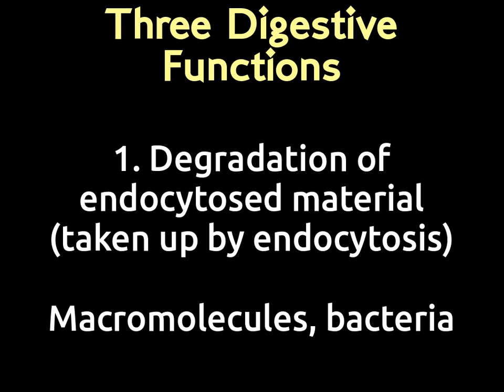So really there are three main digestive functions that lysosomes have. And the first is the degradation of endocytosed material. So when the cell endocytoses certain things, it wants to degrade them. This could be because it's a waste and it needs to get rid of it, but also because we have a macromolecule that we want to turn to simpler things. So for instance, if we have a polysaccharide that we want to turn into monosaccharides and then use those monosaccharides for other things like tagging proteins, that kind of degradation could be happening as well.